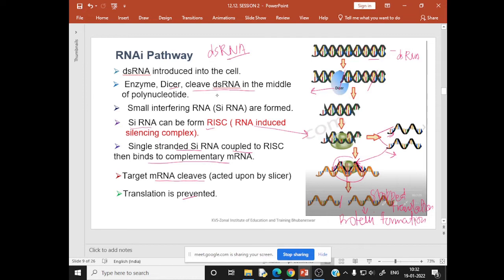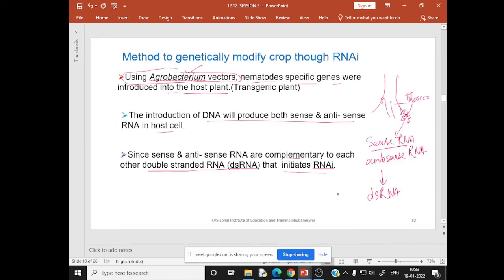Now we have single-stranded RNA. Then the single-stranded RNA will become complementary with the mRNA, and with the help of the RISC complex, it will cleave the mRNA, and hence no protein formation will take place. Okay, so genetically what we have done is introduce DNA specific to the host plant, and this DNA will produce two different RNAs, that are sense RNA and antisense RNA.